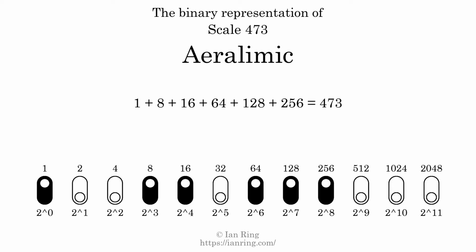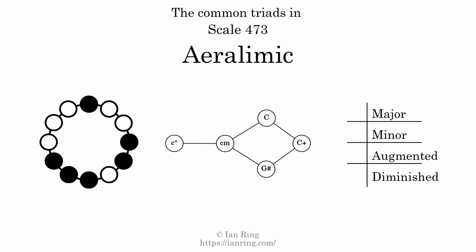The scale number not only enumerates the scale with a unique index, but it also literally describes the tonal content of the scale. Represented as a binary number in base 2, the scale number is 0001110110001. Here are the common triads present in this scale.